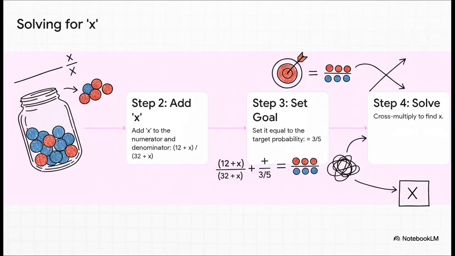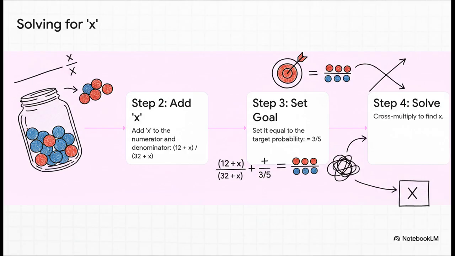Let's break down how to set this up. We start with what we know, 12 red out of 32 total. Now we're adding X new red marbles, and here's the absolute key, the part everyone messes up. You have to add X to the top because that's how many red marbles you have now, but you also have to add X to the bottom because the total number of marbles in the jar has also increased. So our new probability is (12 + X) over (32 + X).